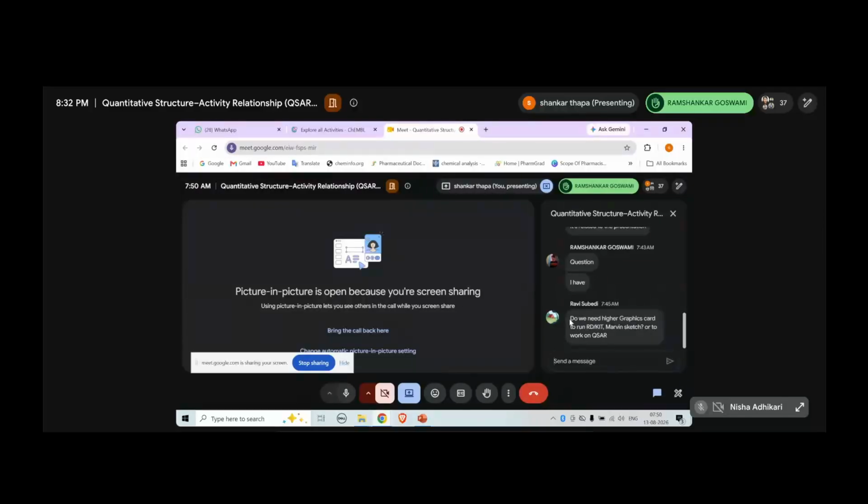If your training set is more than 50 or more than 60, it may take around 5 to 6 hours to complete the task. Other than that, there are no problems using any normal laptop to develop the QSAR models.